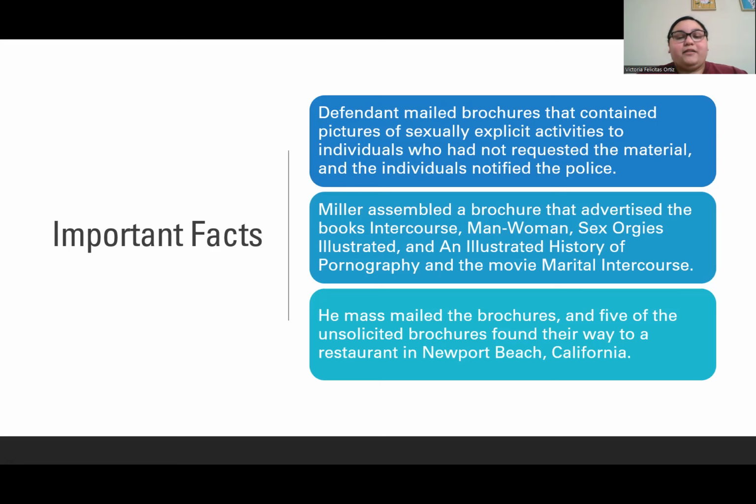He did in fact mass mail the brochures, and 5 of the unsolicited brochures had reached a restaurant in Newport Beach, California, which is where most of the awareness came about this brochure. But also there was a family, a married couple who had received one at their home, and therefore they made a police report as well.